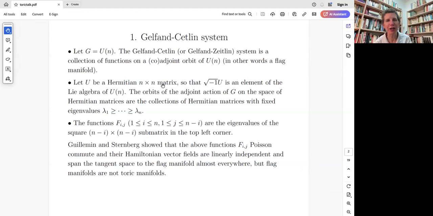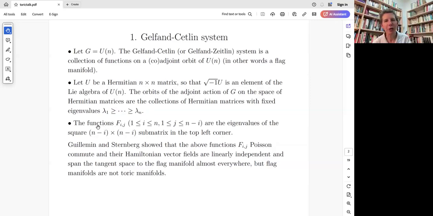For U(n), let's stick to U, which is a Hermitian n by n matrix, so that i times U is an element of the Lie algebra of U(n). The orbits of the adjoint action of the group on the space of Hermitian matrices are the collection of Hermitian matrices with fixed real eigenvalues in order. The reason for multiplying by i is so that the eigenvalues become real as opposed to pure imaginary, which is what the eigenvalues of U(n) are.